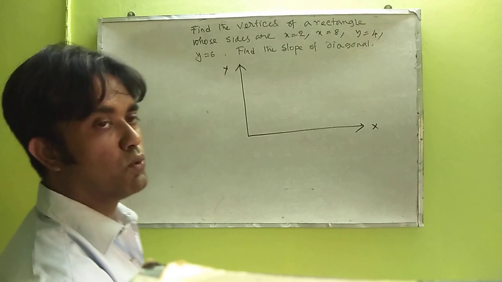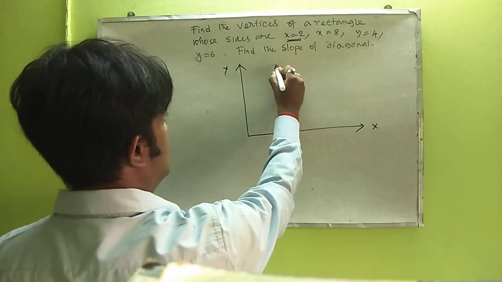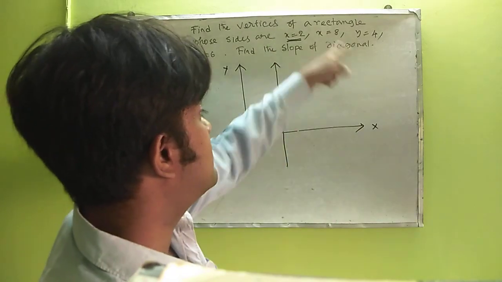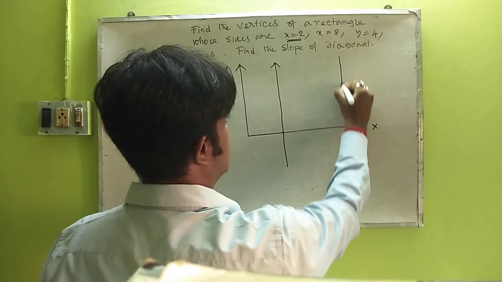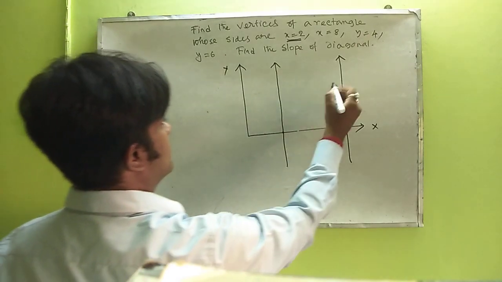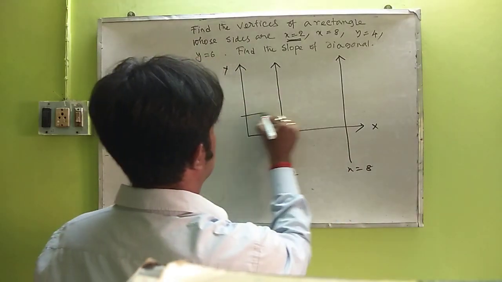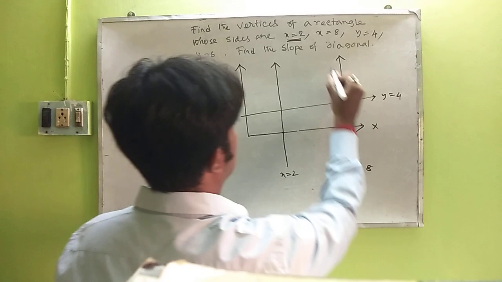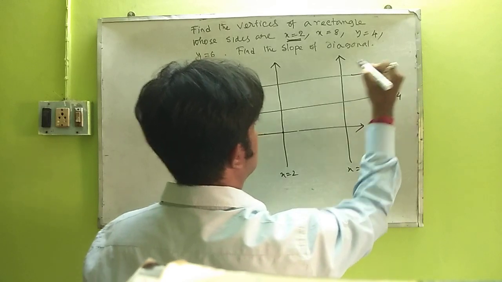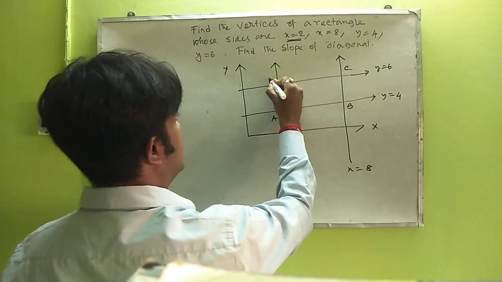So here x is equal to 2, which is constant, that is, which will be parallel to the y axis. And x is equal to 8. Suppose x is equal to 8 and y is equal to 4. That is, x is equal to 2, x is equal to 8, y is equal to 4 and y is equal to 6. So we form this rectangle.